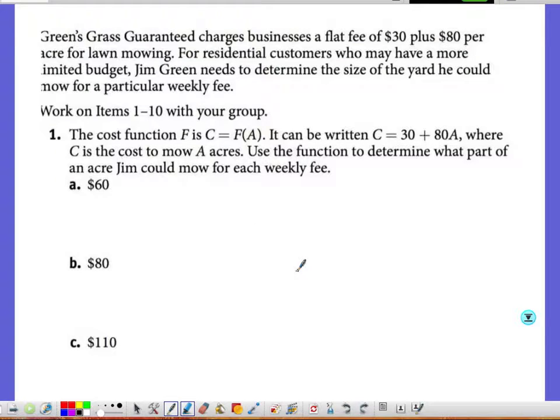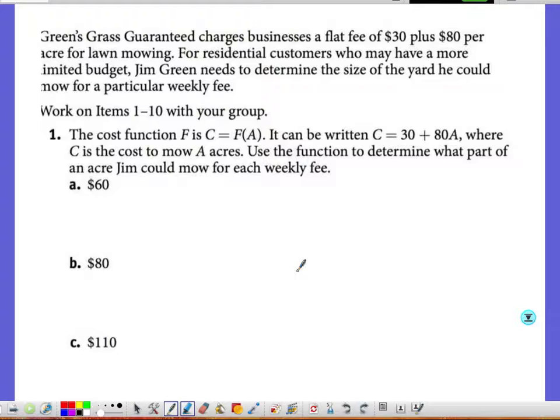Okay, so it begins with a scenario. Green's Grass Guaranteed charges businesses a flat fee of $30 plus $80 per acre for lawn mowing. For residential customers who may have a more limited budget, Jim Green needs to determine the size of the yard he could mow for a particular weekly fee.